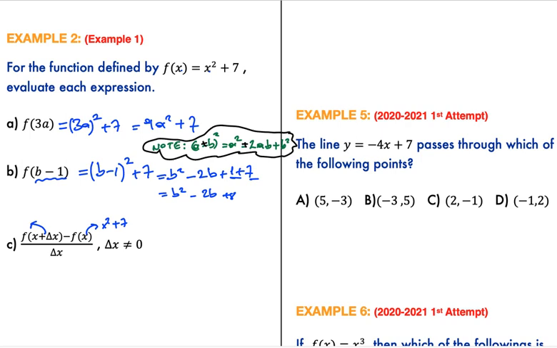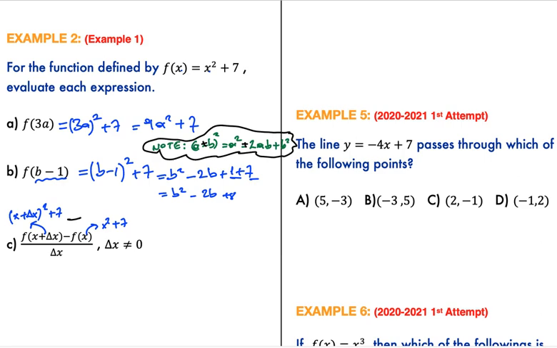In place of x, we will write x plus delta x. x becomes x plus delta x. On the other hand, we have also x, which becomes x plus delta x. So we are squaring it, plus 7. So there is subtraction between them. So the only unknown is this, f of x plus delta x. Once we evaluate this, we will do the simplifications and find the answer.